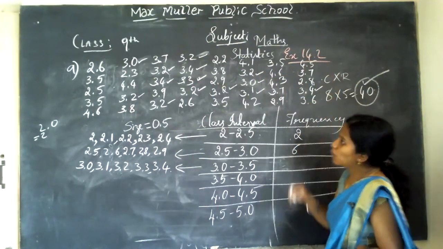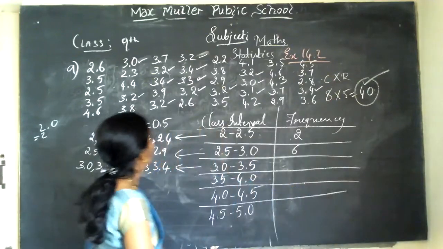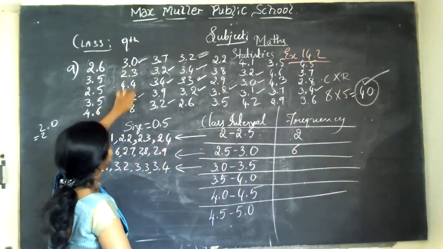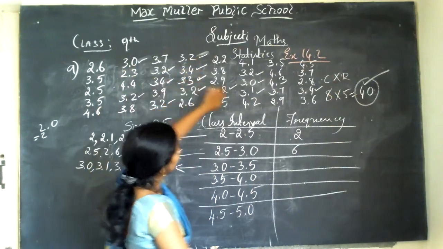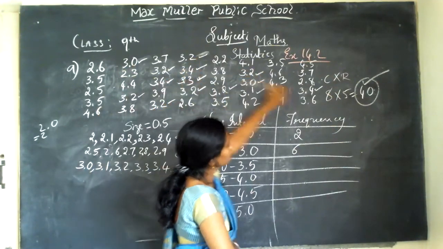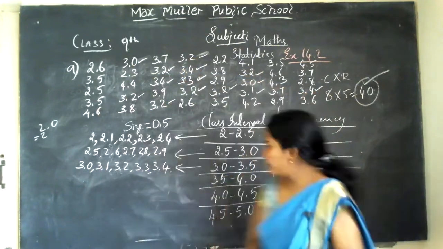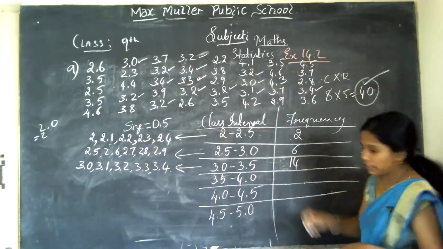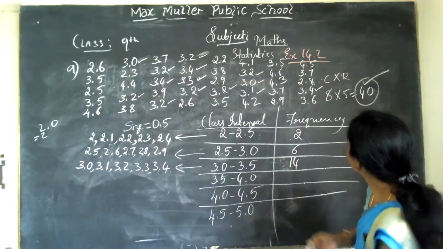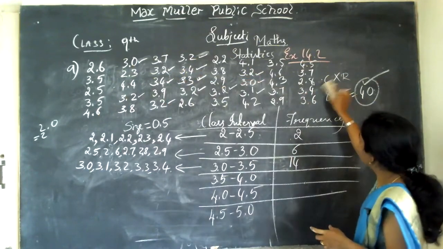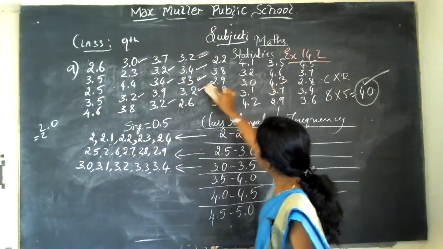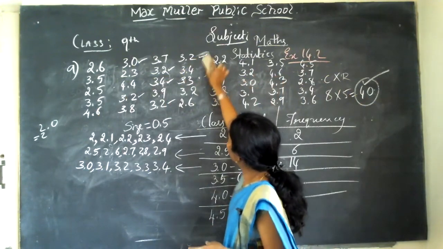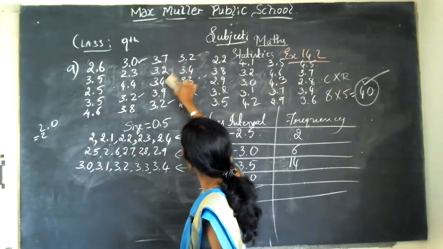So how many will you get? Counted 1, 2, 3, 4, 5, 6, 7, 8, 9, 10, 11, 12, 13, 14. So you have 14, isn't it? So let me rub that, so that for the next row you won't get confused.